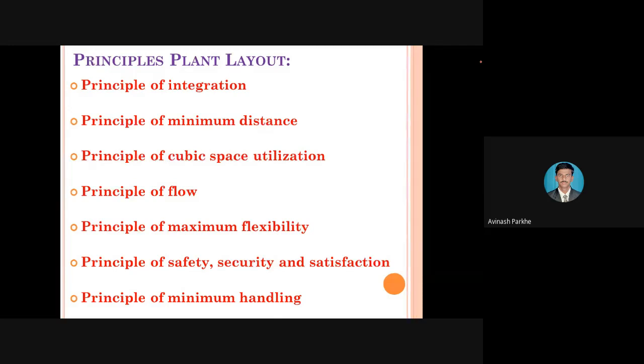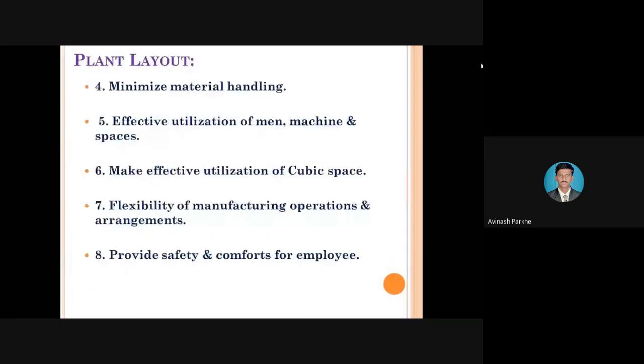Once the site is finalized, whatever the location of the industry is, then we have to focus on the second part, which is called plant layout. After that, the important objectives we also discussed in the previous lecture. So near about total 8 objectives are there. That list of the objectives is over here.